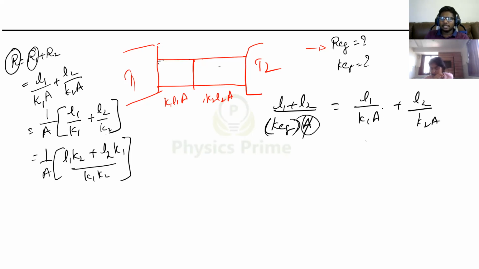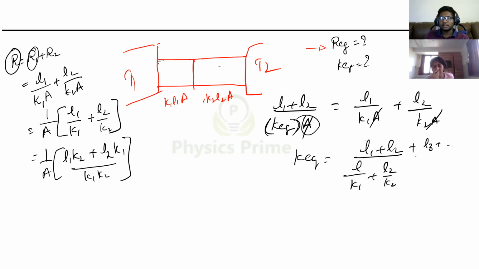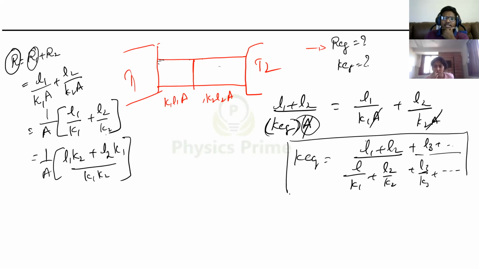But A gets cancelled. So K equivalent is equal to L1 plus L2 divided by L1 by K1 plus L2 by K2. And so on, you can write plus L3 by K3 plus so on. So this is the formula for K equivalent when they are in series. In this case also you can understand. Now coming to junction temperature.